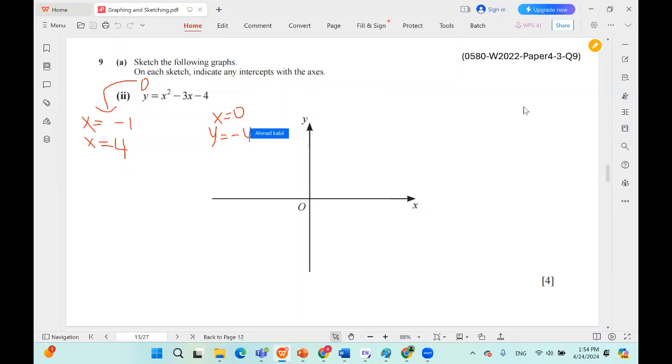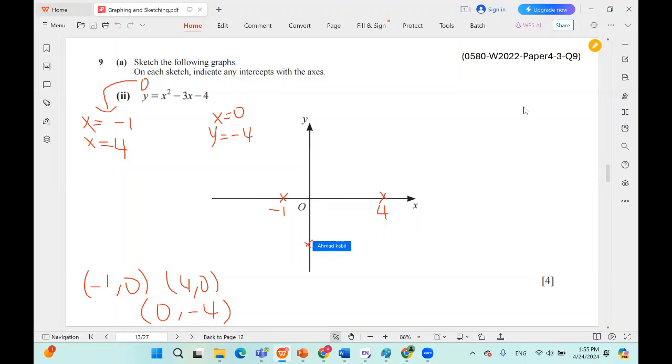So we have 3 points that we need to graph to begin with. We have negative 1, 0. We have 4, 0. And we have 0, negative 4. Let's just plot these points. So negative 1, 0, and 4, 0. And 0, negative 4 is somewhere here.